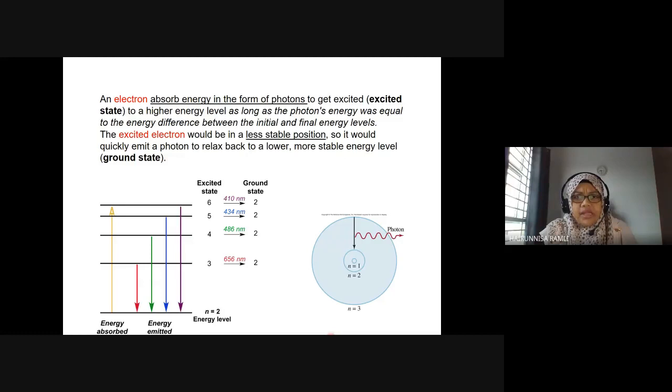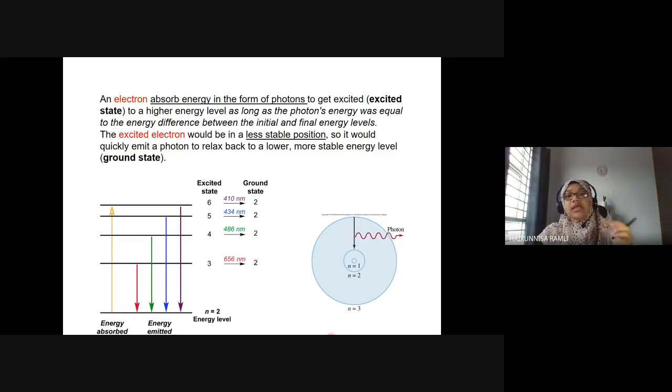Okay, so the electron absorbs energy in the form of photons. Photons are actually like light. The energy in the electron, we call it photons, to get excited. Excited here means going from a lower level up to a higher level, which we call the excited state. That lower level, normally we call the ground state. From the bottom, it goes up.